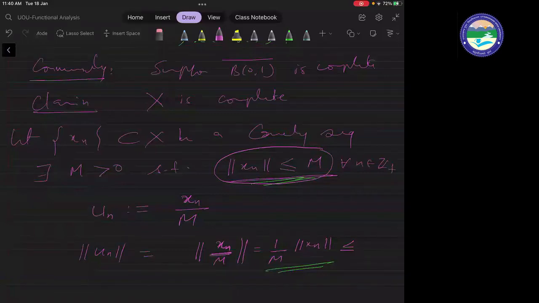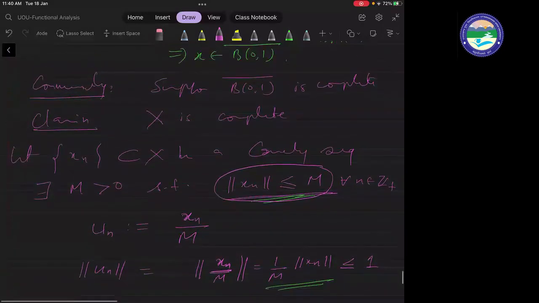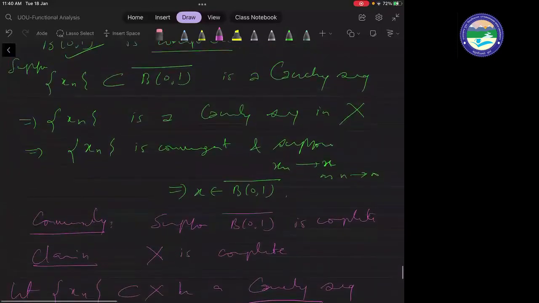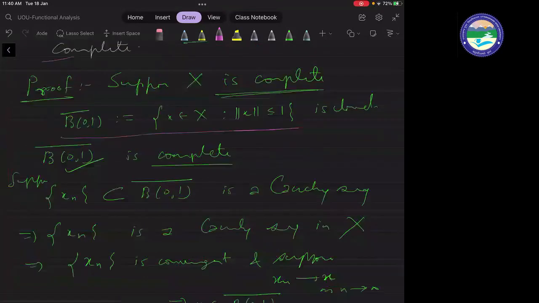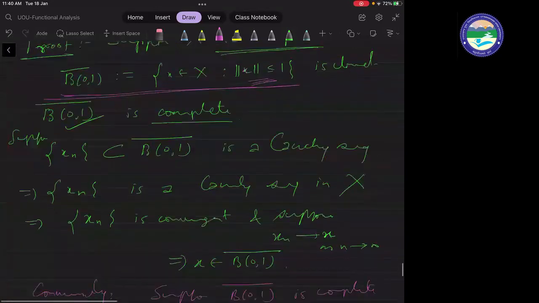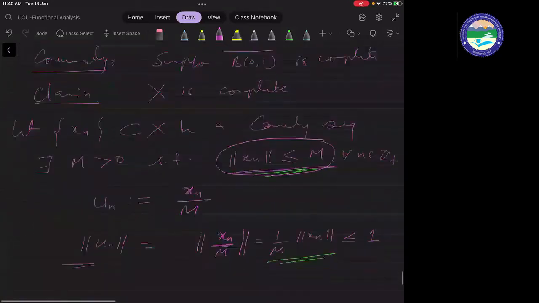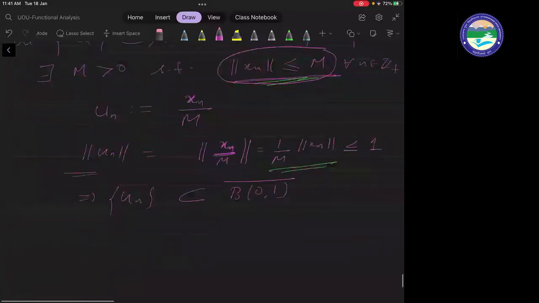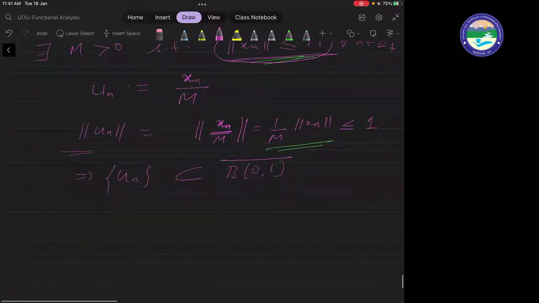Okay, so this means this is a sequence in this set. ये देखिए यहाँ पर इस set के सारे एलिमेंट्स का नॉर्म क्या है, लेस देन वन था, और क्योंकि un का भी नॉर्म लेस देन वन है, this implies un is a sequence in this ball. Correct? Yes sir, क्योंकि x_n Cauchy था, therefore un is also Cauchy.